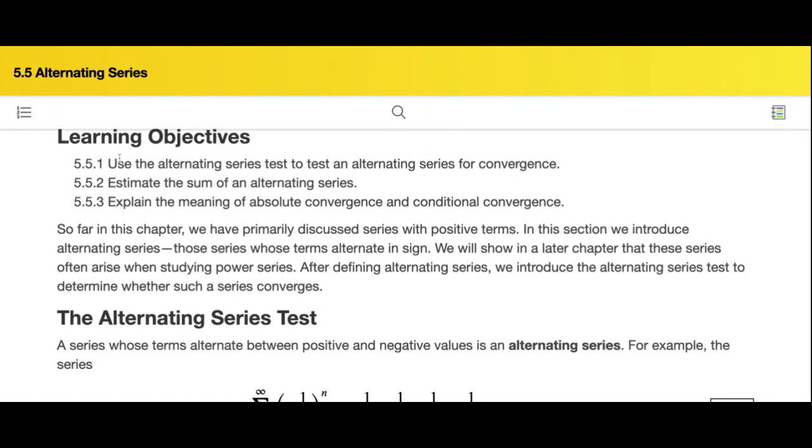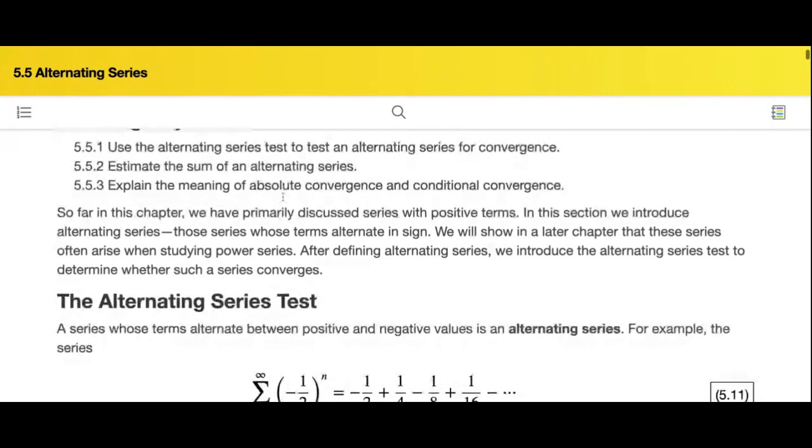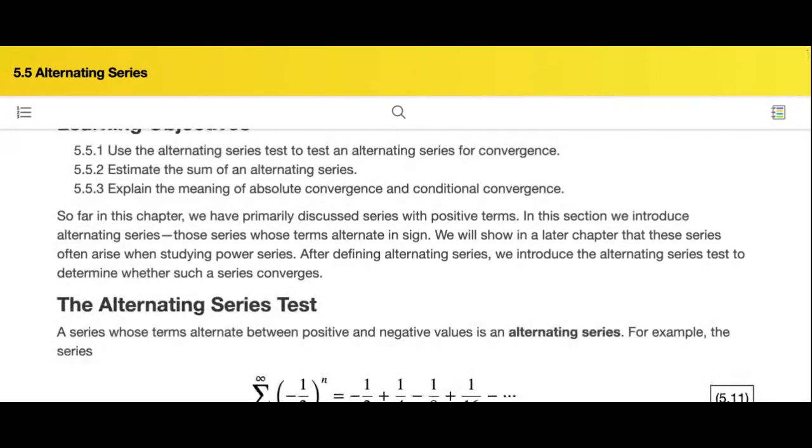So we're going to cover 3 sections. The first one, we're going to use this alternating series. Remember, alternating series means one positive, next one negative, the next one positive, negative, positive, negative. So basically, we have a (-1)^n. And sometimes, if an alternating series converges, we may be able to estimate the sum.